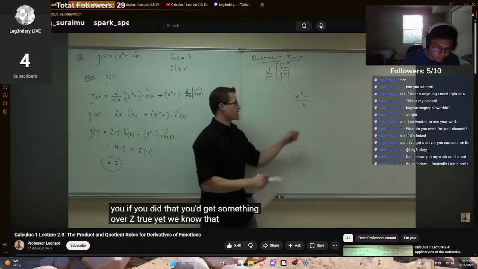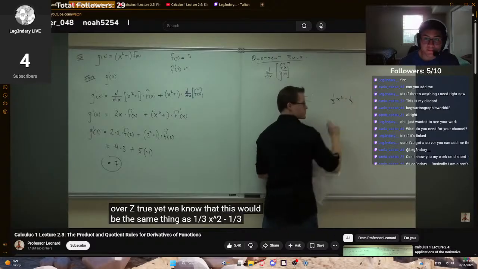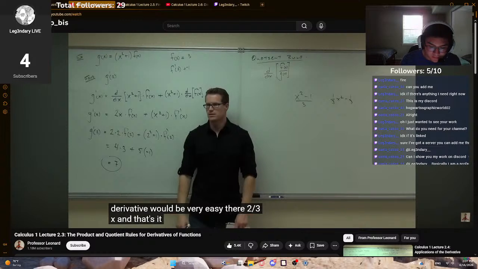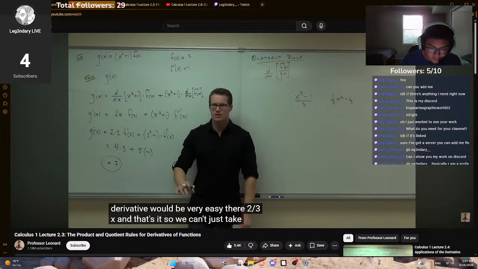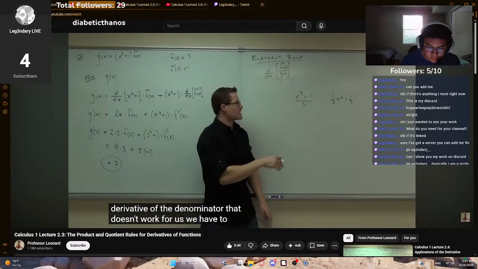Yet we know that this would be the same thing as 1/3 x squared minus 1/3. True? Derivative would be very easy there. 2/3 x, and that's it. So we can't just take the derivative of the numerator and the derivative of the denominator. That doesn't work for us. We have to have some other way to do it.